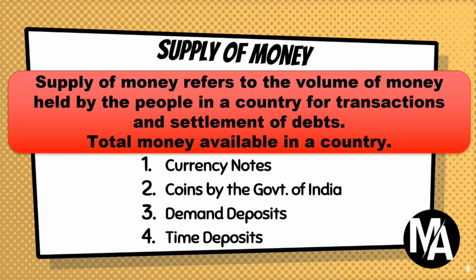Now in a country, people hold money in various forms. For example, we hold it in the form of currency notes. We hold it in the form of coins issued by the government of India. We hold it in the form of demand deposits such as savings account and current account. We also hold it in the form of time deposits such as fixed deposit and recurring deposit.